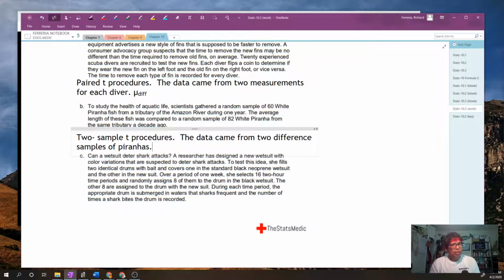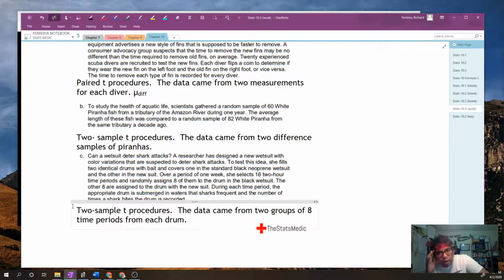So this looks like it's a two-sample t. The data comes from 2 groups of 8 time periods from each drum. There's no evidence that we're going to directly compare one time period with another time period. So without any evidence of that pairing of time periods, this isn't a paired procedure.